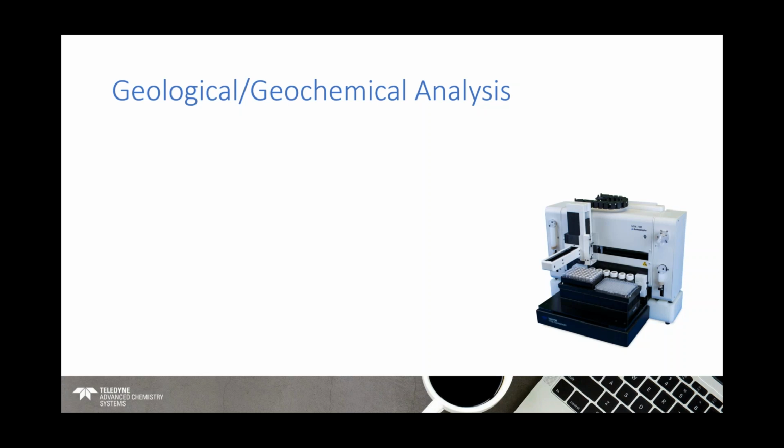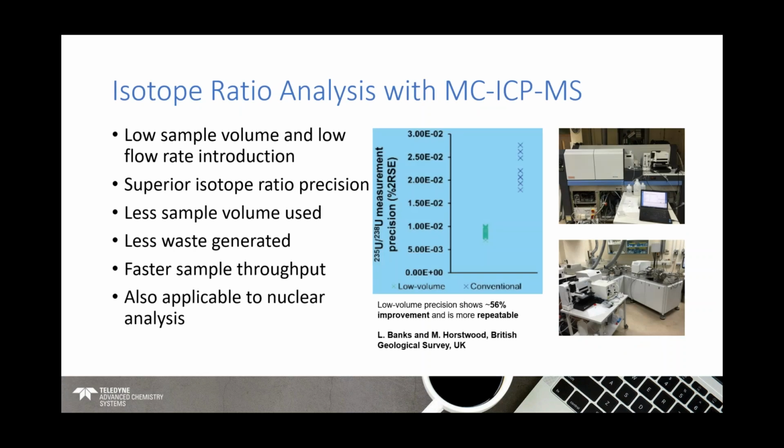Geochemical analysis. This is an area which we've been involved in fairly heavily over the past few years. What we've found is that, again, going to low volume, low flow rate is beneficial for other reasons. And in multi-collector ICP-MS, going to that approach, low volume, low flow rate, for isotope ratio analysis, actually gives you a superior isotope ratio precision.